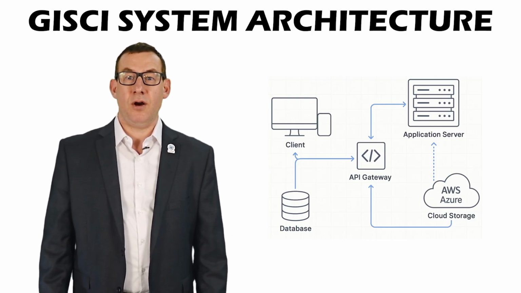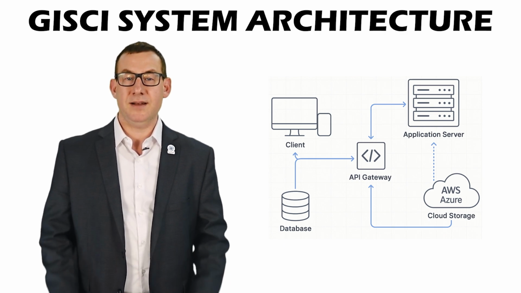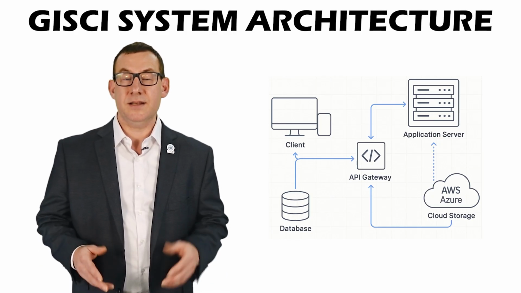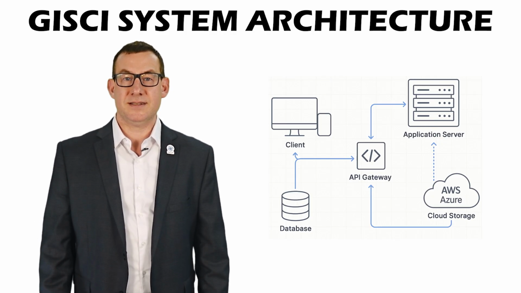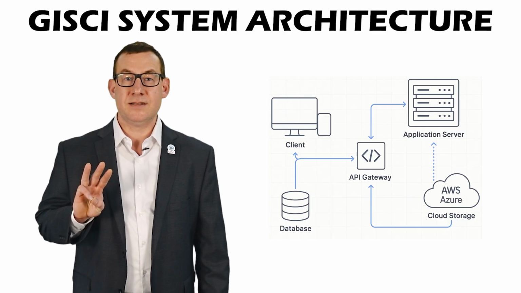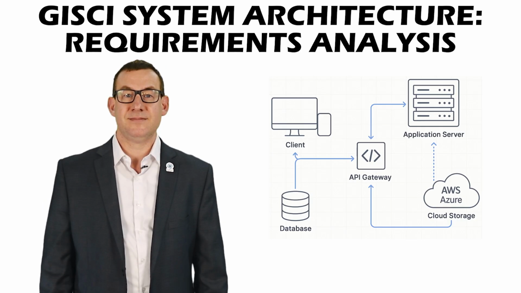First, let's discuss the architecture design phases from the GISCI's official study guide. The GISCI's official study guide lists 4 architecture design phases: requirements phase, design phase, construction phase, and implementation phase. First is the requirements phase.